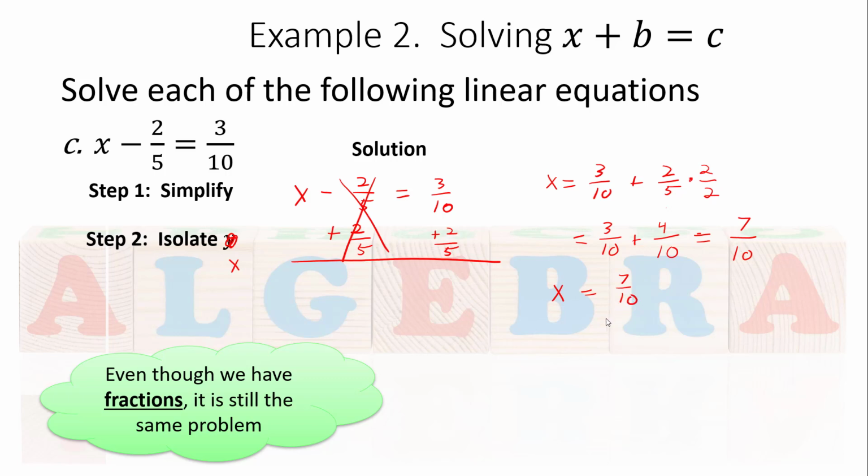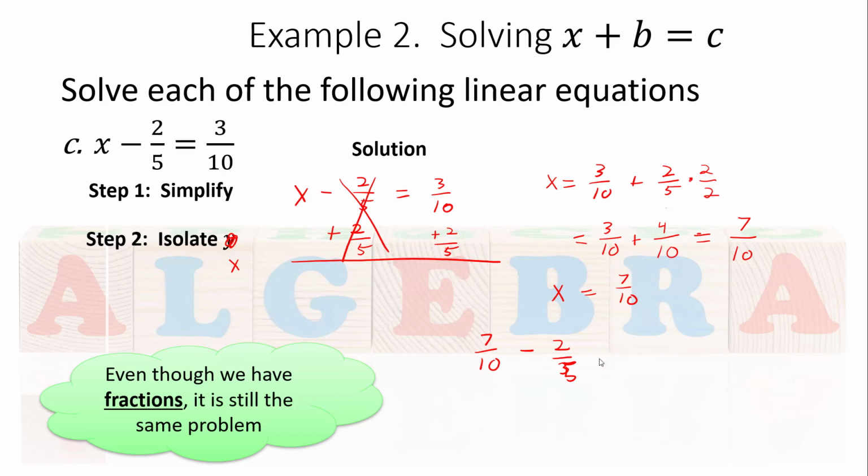Now to check it, how would that work? Well, once again, we're going to substitute 7/10 in for x and see what happens. 7/10 minus 2/5. Well, that's not a 5, that's a 3. There's a 5. Once again, we can't really subtract this because I have a denominator of 5 here and a denominator of 10 there.